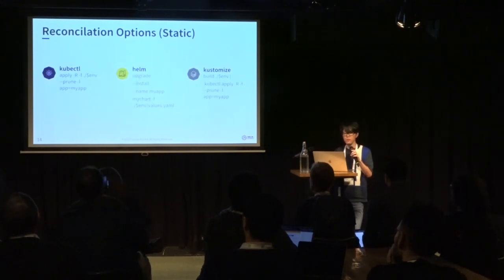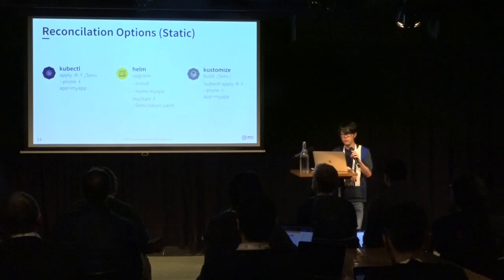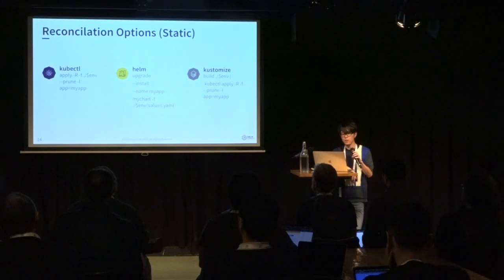And we have a few reconciliation options. If your infrastructure is coded statically, you can just use kubectl apply --prune and apply your Kubernetes manifests. In this model, every deployment missing from your desired state is pruned from your cluster, and everything in your current state is updated accordingly.